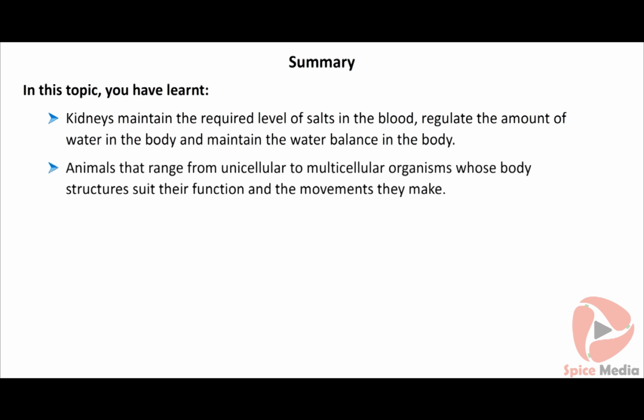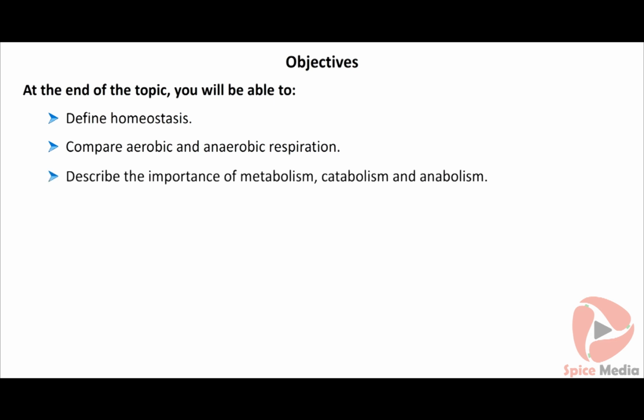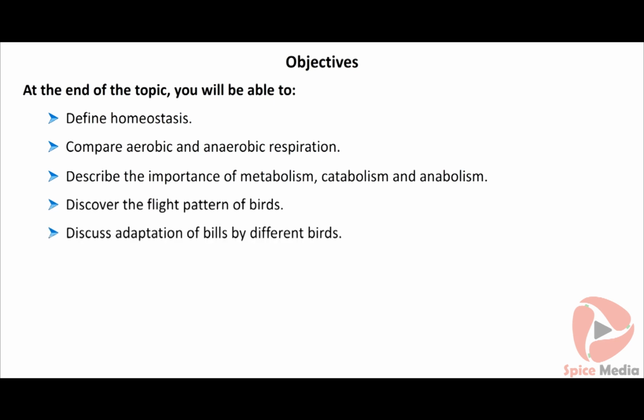Animals that range from unicellular to multicellular organisms whose body structures suit their function and the movements they make. At the end of this topic, you will be able to define homeostasis, compare aerobic and anaerobic respiration, describe the importance of metabolism, catabolism, and anabolism, discover the flight pattern of birds, discuss adaptation of bills by different birds.